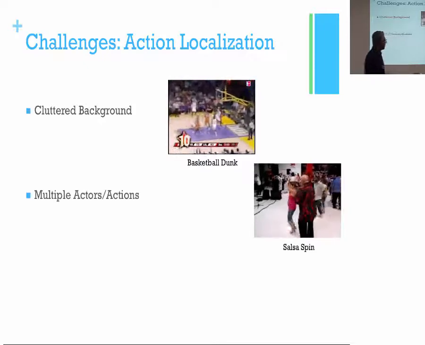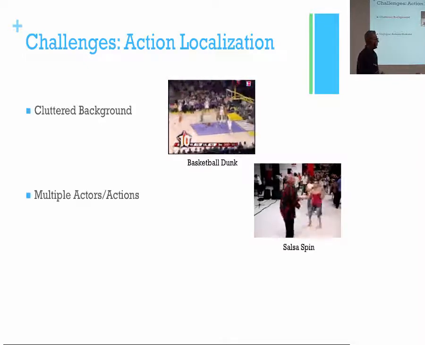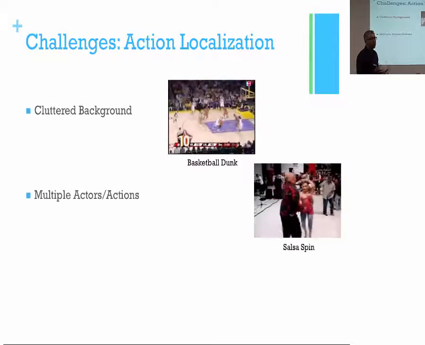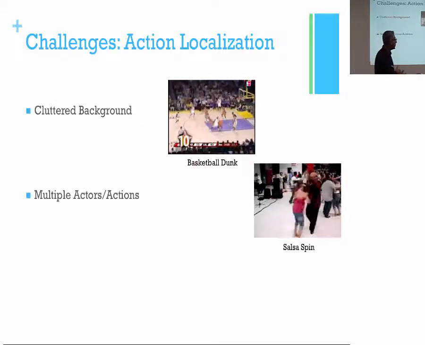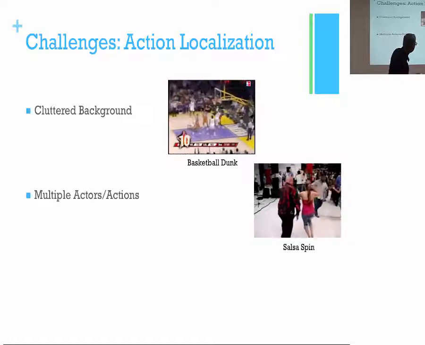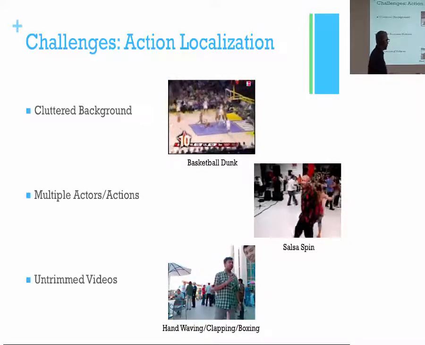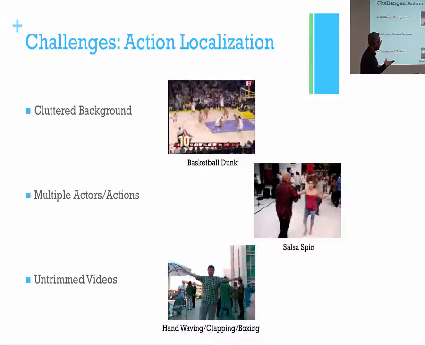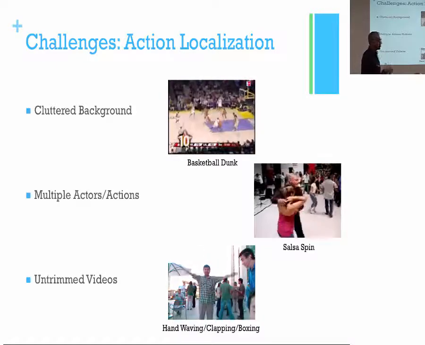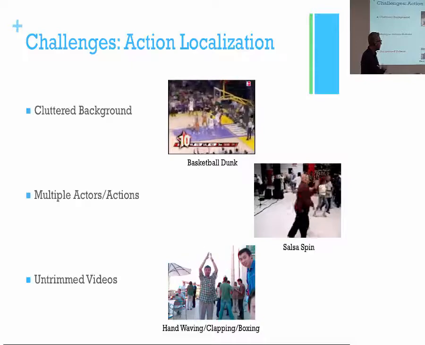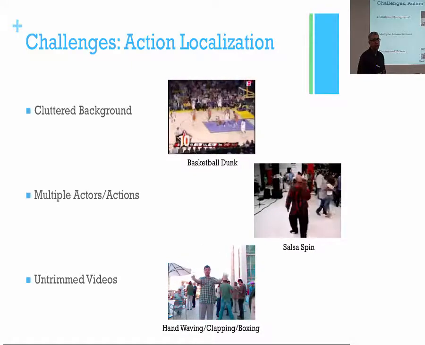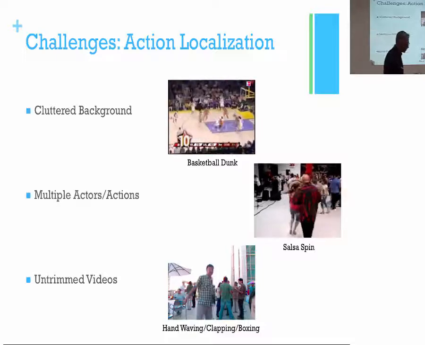You can also have multiple actors or actions being performed simultaneously, such as salsa spin, which involves two people, and you can have more than one group performing at a time. Action localization can also be performed in untrimmed videos. Here the action is hand waving, but it is not clipped to the size of the action itself, and you can perform several actions this way. For our problem, we're only focusing on trimmed videos. Now, I'll show you examples later on.